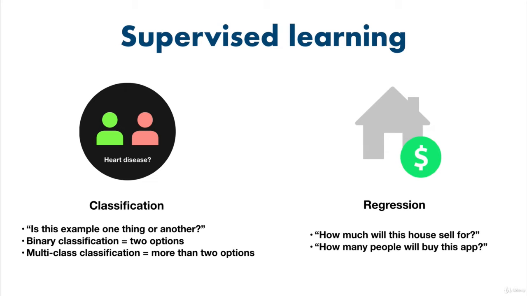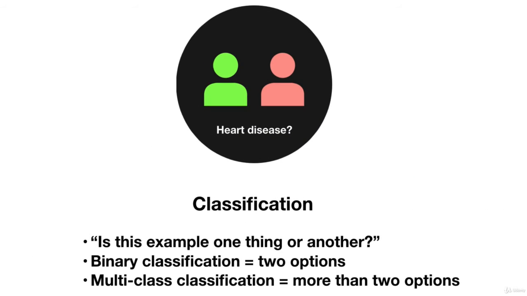Classification involves predicting if something is one thing or another, such as if you wanted to predict whether or not a patient had heart disease or not based on their medical records, or what type of dog breed was in an image. If there are only two options, it's called binary classification. If there are more than two options, it's called multi-class classification.